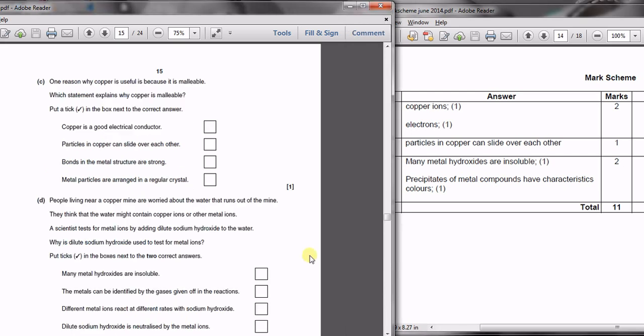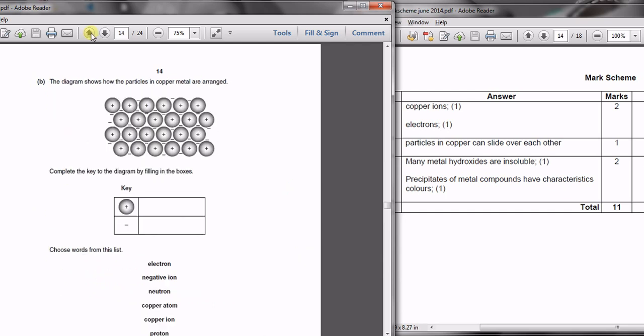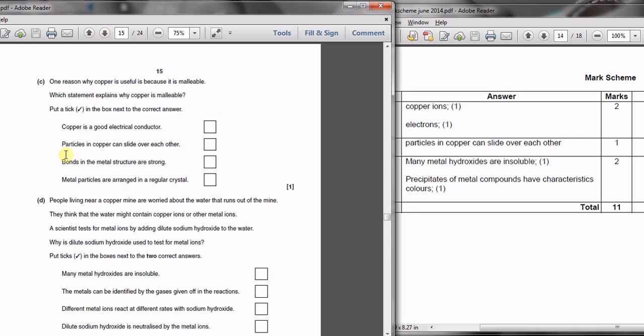Part C asks which statement explains why copper is malleable. In this structure, these ions can easily slide over each other and attract to different electrons. So the answer is that the particles in the copper can easily slide over each other.